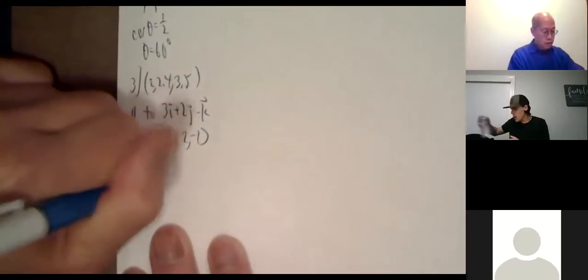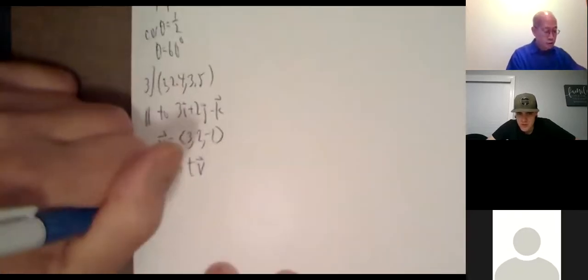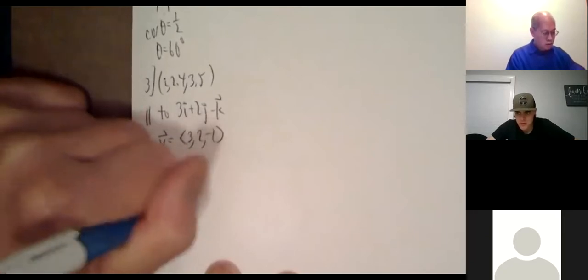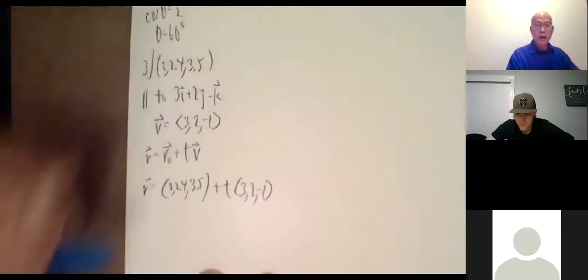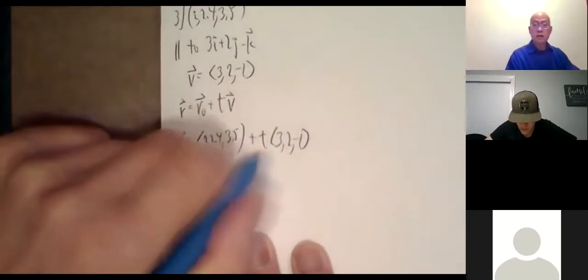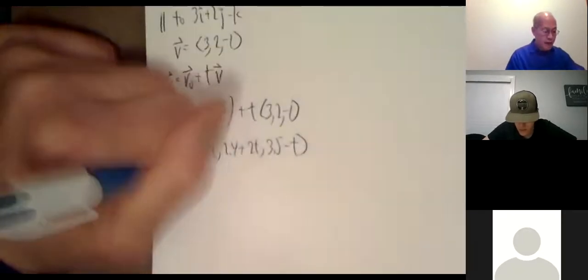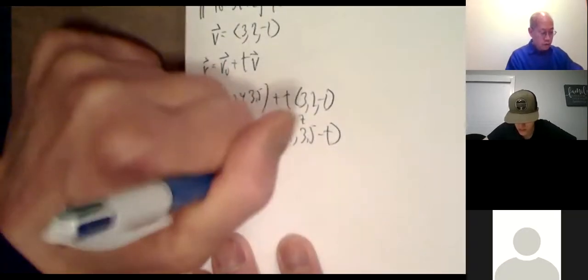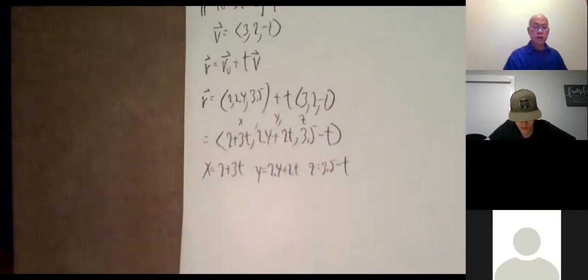Okay, so r is r0 plus tv by formula. For r0, just take the point and write it as a vector. So r is (2, 2.4, 3.5) plus t times (3, 2, negative 1). And we just clean it up. So 2 plus 3t, just add the x components, 2.4 plus 2t, and 3.5 minus t. And yes, this is x, y, z. So for parametric equations, just write them as x, y, and z. So x equals 2 plus 3t, y equals 2.4 plus 2t, z is 3.5 minus t. So those are parametric equations.